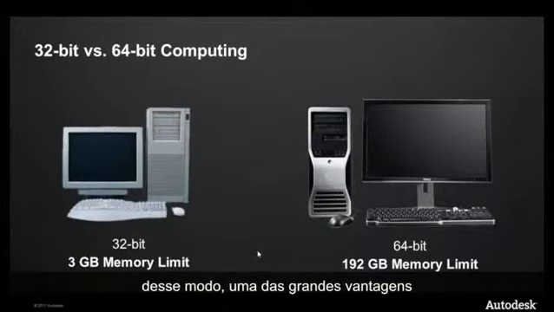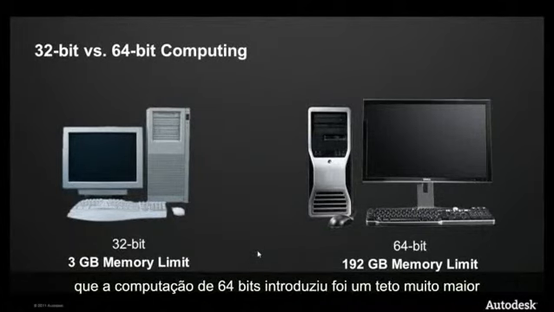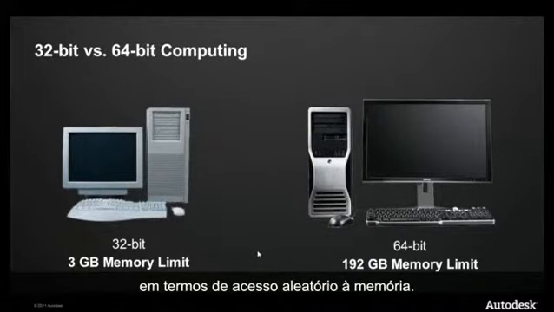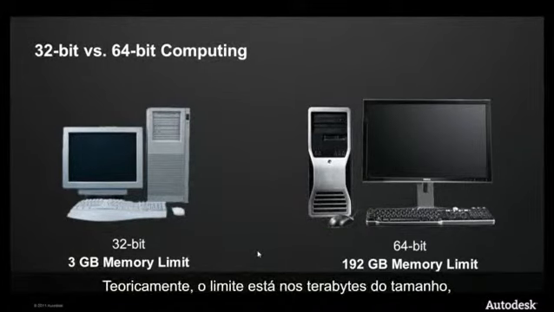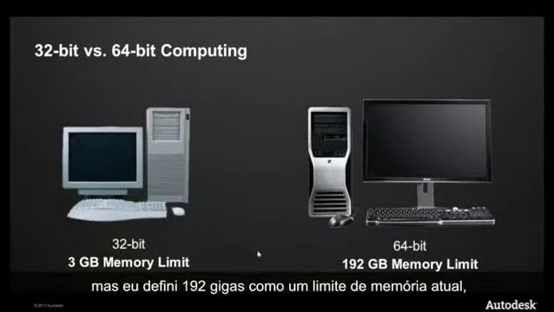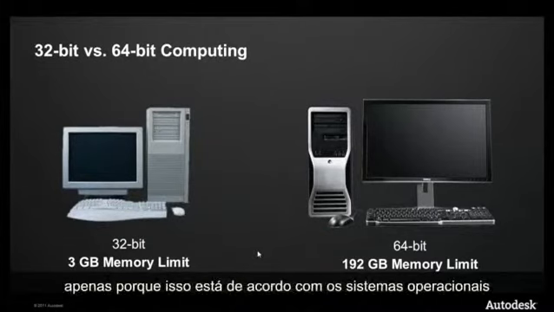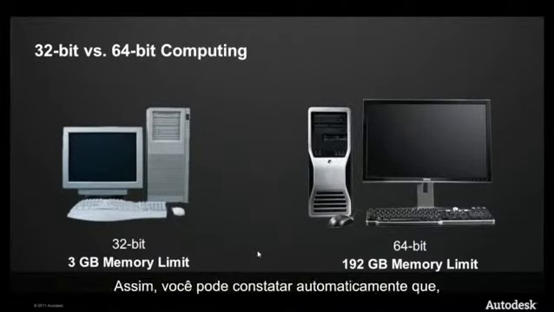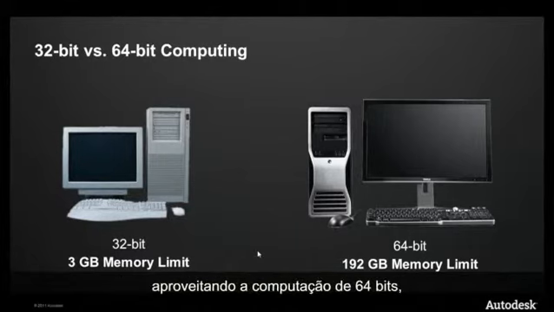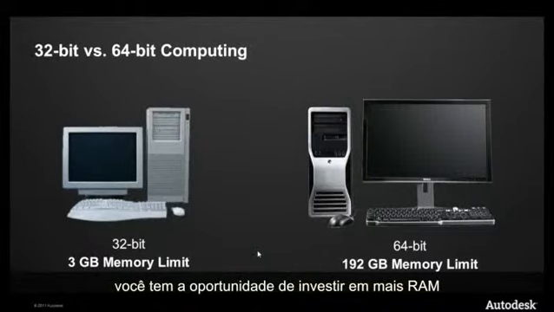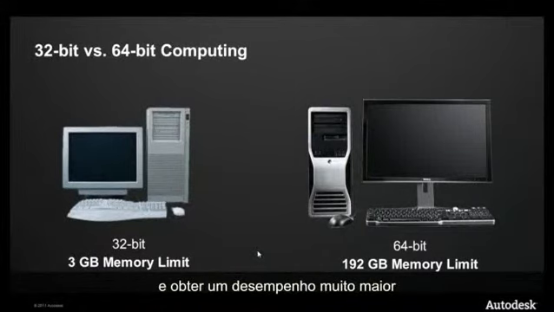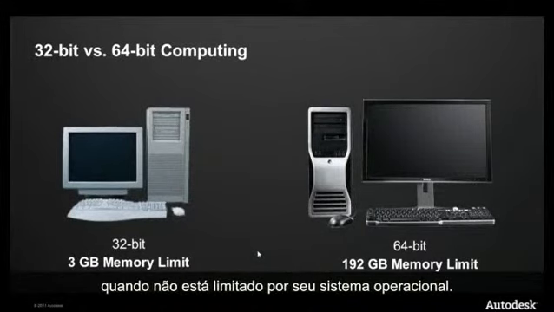And so one of the big advantages that 64-bit computing introduced was a much higher ceiling in terms of random memory access. Theoretically, the limit is in the terabytes in size, but I've written down 192 gigs as a memory limit today, just because that's current within the operating systems that we have access to. So you can see automatically that by taking advantage of 64-bit computing, you have the opportunity to invest in more RAM and get much more performance where you're not limited by your operating system.